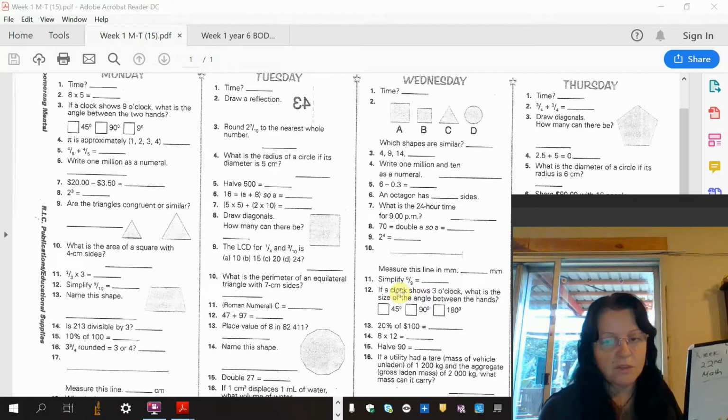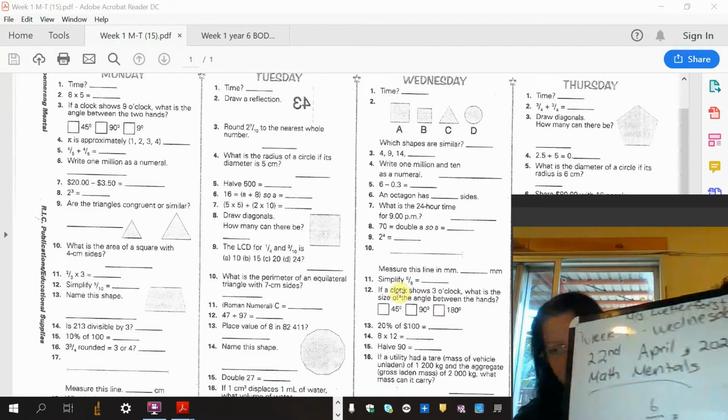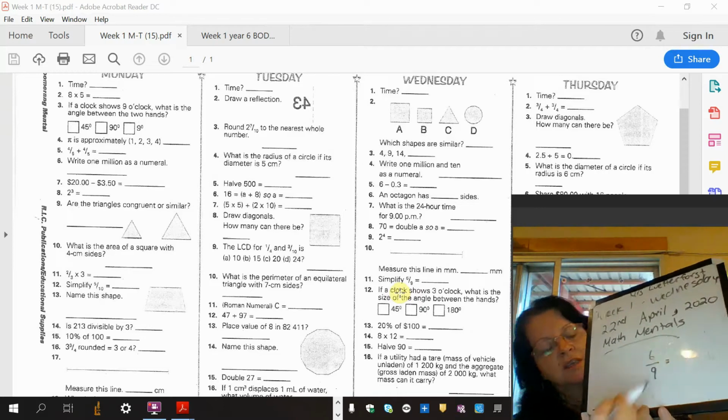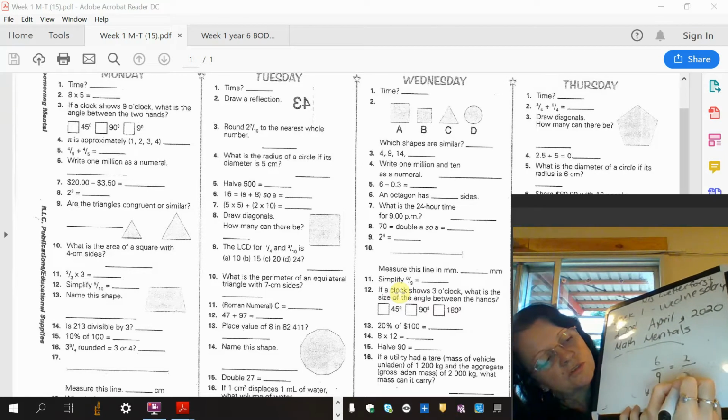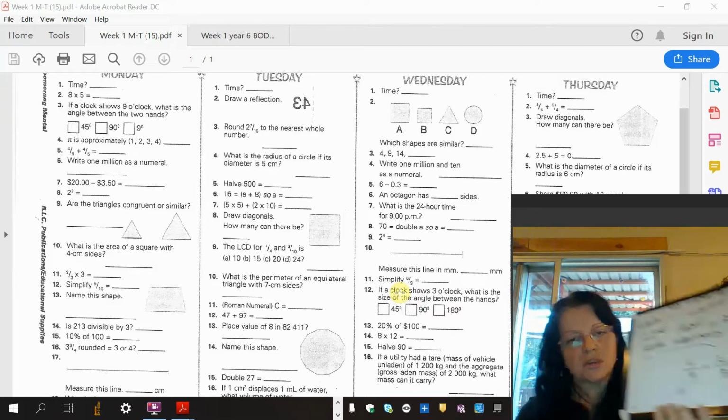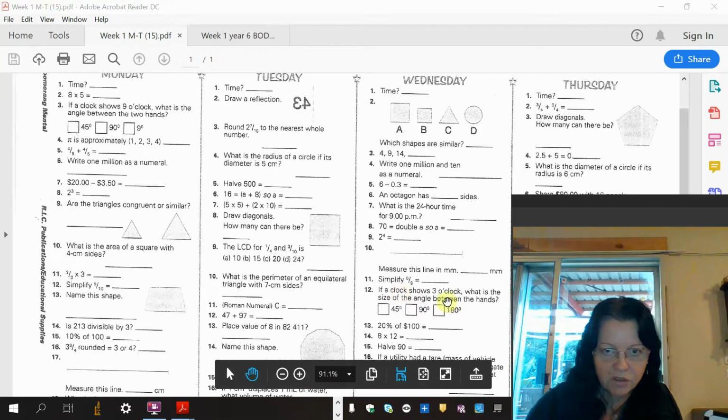So what number goes into both of those? And the answer is 3. So 3 goes into 6, 2, and goes into 9, 3. So 2/3. If a clock shows 3 o'clock, what is the size of the angle between the hands?